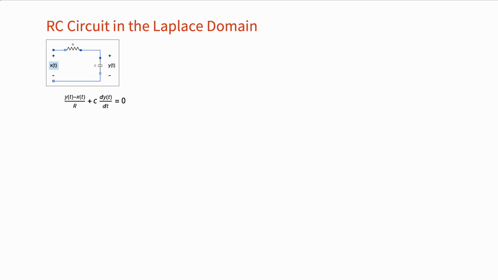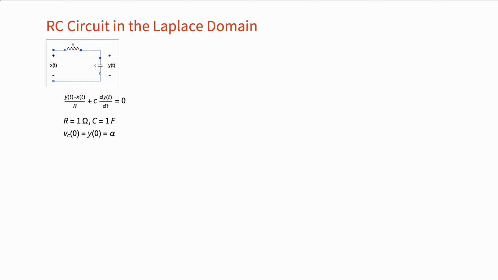x(t) here denotes the input voltage and y(t) the voltage across the capacitor, which is the output signal. Given the values for the resistor and the capacitor and the initial voltage across the capacitor, alpha, we want to find the unit impulse response and the unit step response of the circuit.